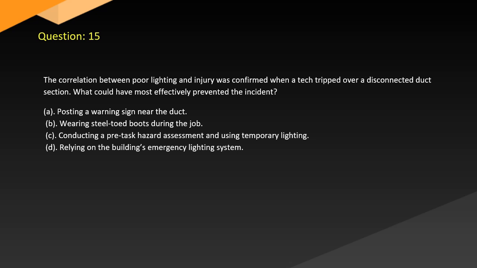Question 15. The correlation between poor lighting and injury was confirmed when a tech tripped over a disconnected duct section. What could have most effectively prevented the incident? A. Posting a warning sign near the duct. B. Wearing steel-toed boots during the job. C. Conducting a pre-task hazard assessment and using temporary lighting. D. Relying on the building's emergency lighting system.